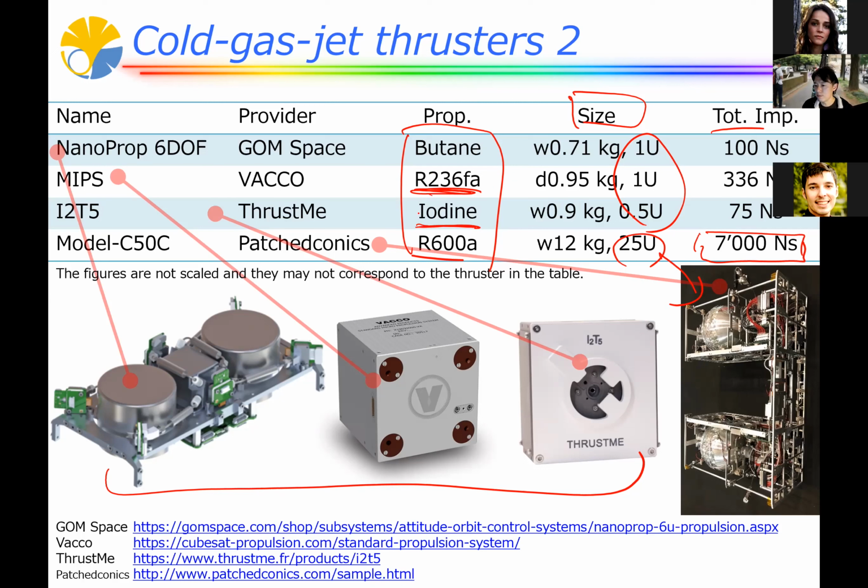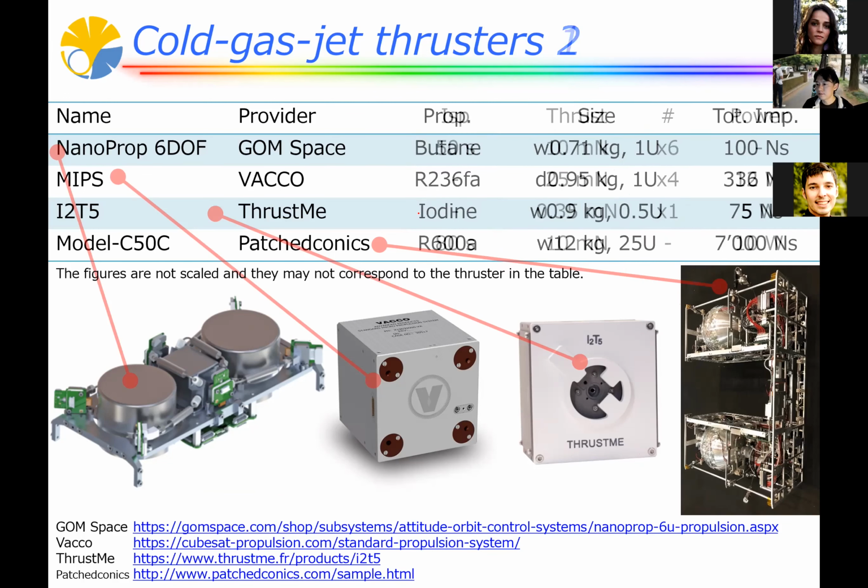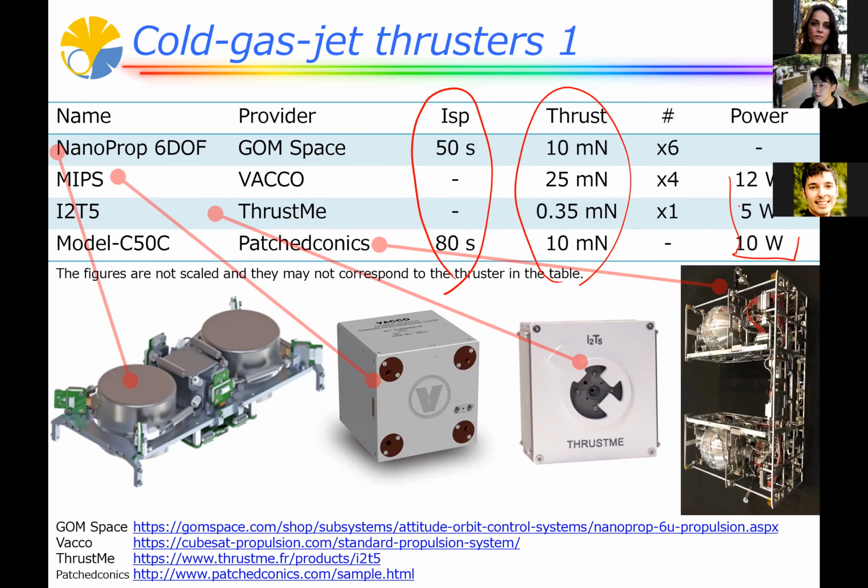And also this iodine is a remarkable propellant. At room temperature, it's a solid. But by increasing the temperature of this iodine solid, we can evaporate the iodine to the gas state and eject it out. But of course, we need power to warm up the iodine solid. This power limitation leads to low thrust. So in this case, if you want to increase the thrust level, you have to increase the power consumption.